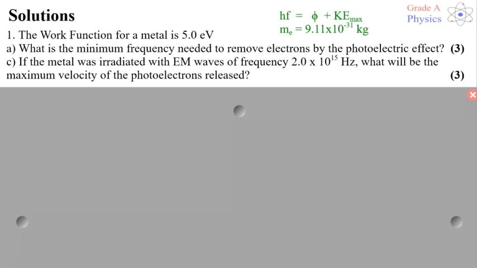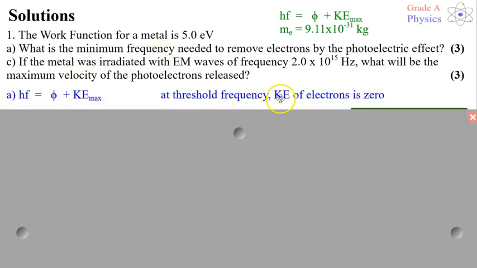Right, here we go. So we've got the work function for a metal as 5 eV. We need to find the minimum frequency needed to remove the electrons by the photoelectric effect. So the minimum frequency, also known as the threshold frequency. Now, before we go into the calculations, we need to look at this formula.